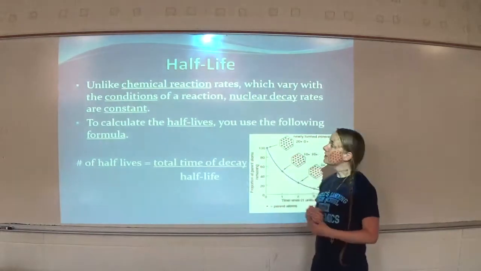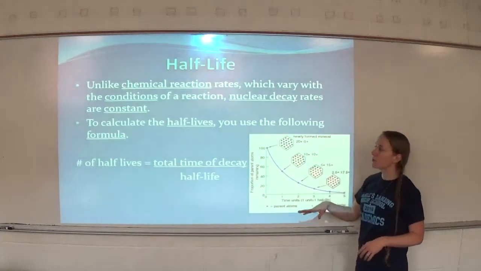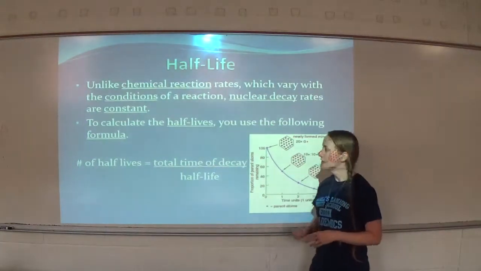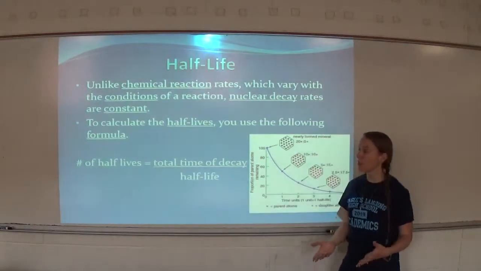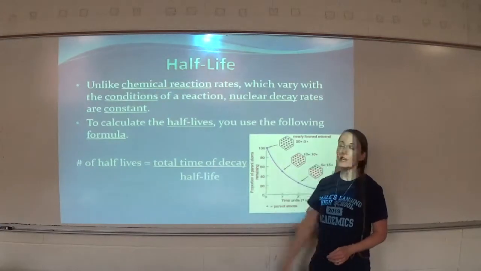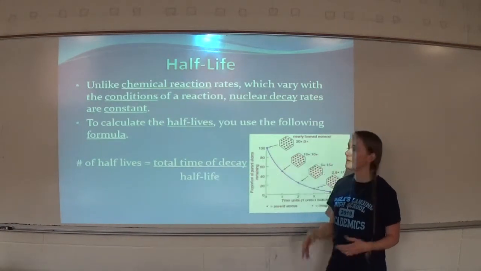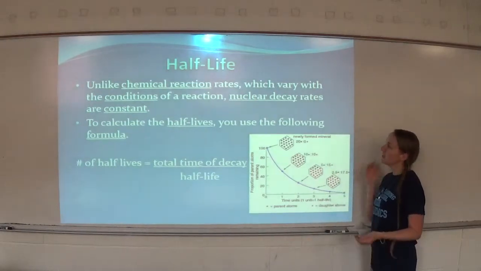So how can we calculate half-lives? Well, we use the following formula. The number of half-lives equals the total time of decay divided by one half-life. So if we know a half-life is 1 hour, and we know 3 hours have passed, 3 divided by 1 means 3 half-lives have passed, like that.